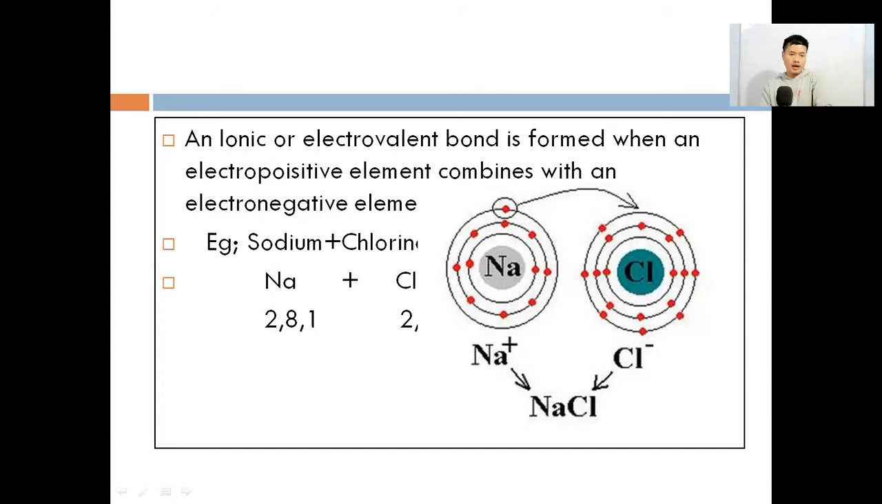When we say ionic, it means ions. When elements lose or gain electrons, they become ions. In class 9, we already learned about ions, and also about cations and anions. In this picture, we can see that sodium is a metal and chlorine is a non-metal. When sodium and chlorine combine, sodium loses one electron and chlorine gains one electron.